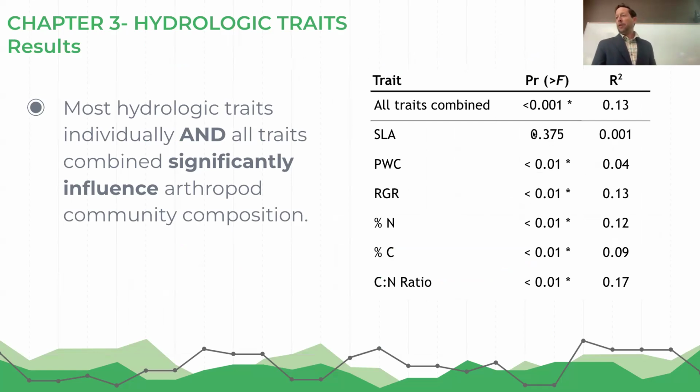So we see that percent water content, for example, is significant, but this R squared of 0.4 just means that 4% of the variance in arthropod community composition is attributed to percent water content as a trait value. And then we can go on down the line. Overall, these traits contribute 13% to the total variance in arthropod communities. And so there's strong evidence that these traits matter.